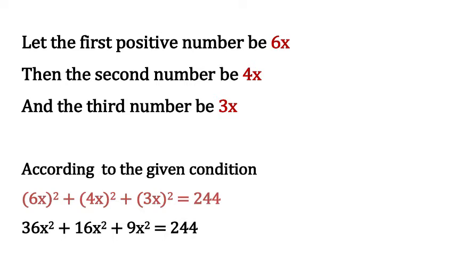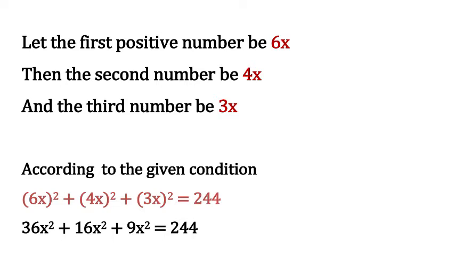In this problem, the condition given is the sum of their squares. So we have to consider the square of each number and then find its sum. The first number is (6x) whole square, the second number is (4x) whole square and the third number is (3x) whole square. As it is given as sum, I need to add all three values: (6x)² + (4x)² + (3x)². The sum is equal to 244.